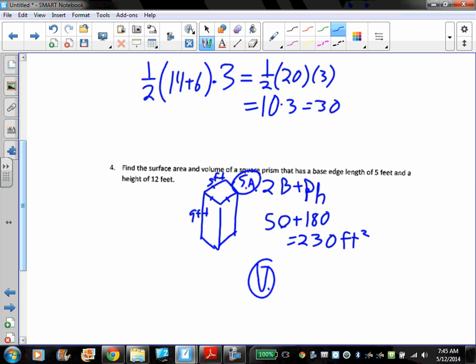Volume. Again, remember, we're going to need the area of the base times the height of the prism. The area of the base, again, is 5 times 5, which is 25. The height of the prism is 9. 25 times 9 is 225 feet cubed. Cubed because it's volume. Volume, of course, is three-dimensional. So that's how much space you could have, or how much stuff you could put into that prism.